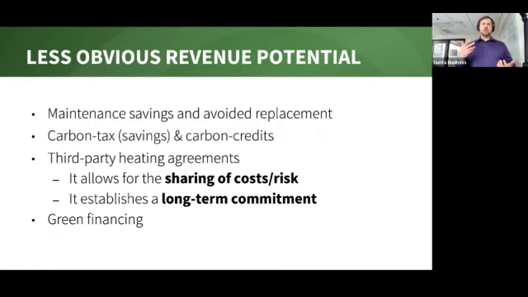So that's a huge green economy that's seen elsewhere, and that we see really coming into place in Canada. And then just the carbon tax savings: by not buying heating fuel, you're saving the carbon tax that's associated with each unit of purchase, by using a fuel source that has no carbon tax on it. The other less obvious revenue potential is third-party heating agreements.